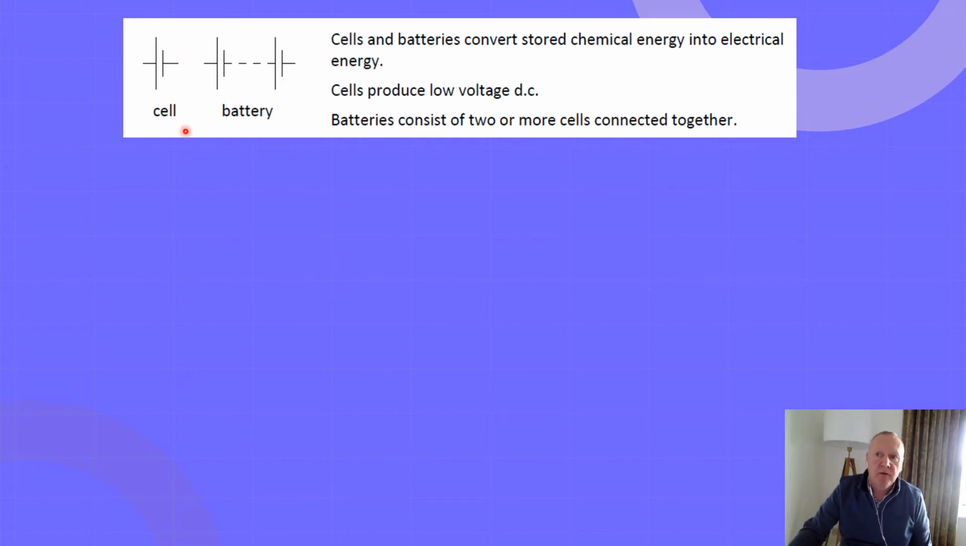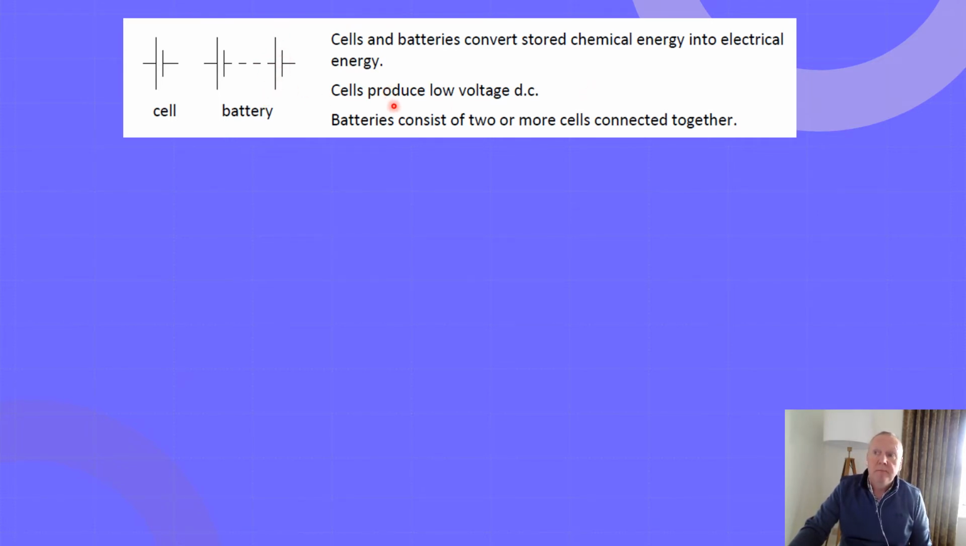So that's the symbol for a cell. And remember, the big line here represents the positive end of the cell, and a battery is when you have two or more cells connected together. So this is the symbol for a battery, and the SQA are quite particular about the exact symbol. There should be 4 dashes there. And remember, positive line, 4 dashes, positive line, negative line, like that.